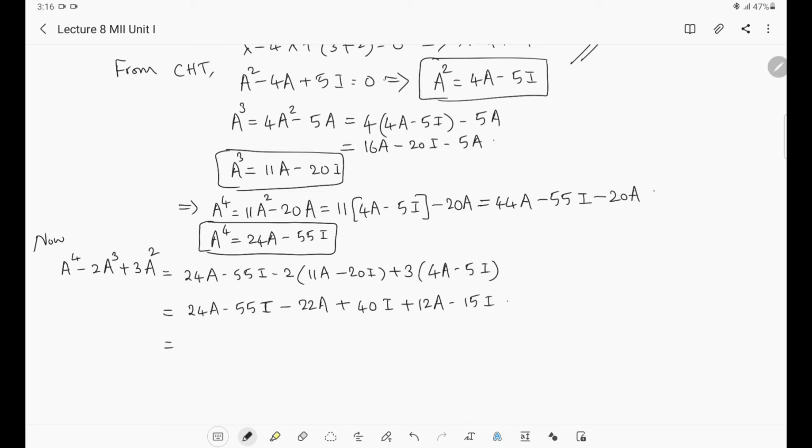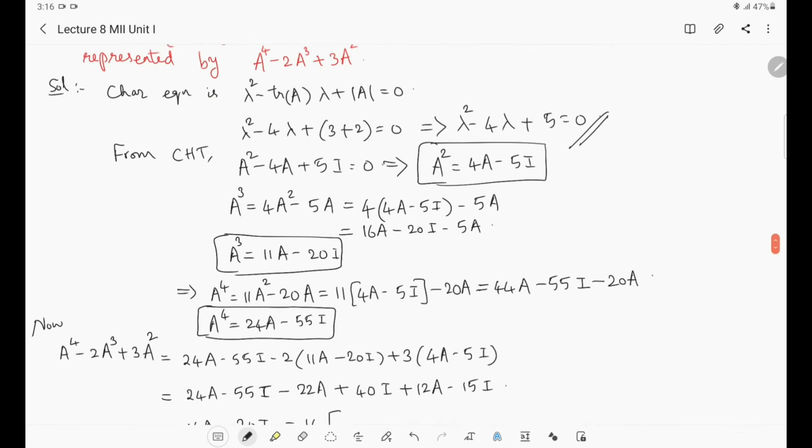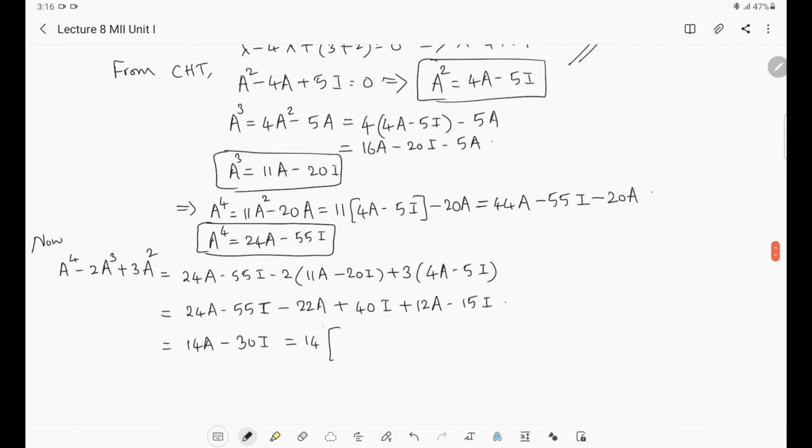Now simplify this, 24A minus 22A plus 12A. So we will get 14A. Then minus 55I, plus 40I, minus 15I. So we will get minus 30I. 14A minus 30I, which is nothing but 14 into, what is A? A is the matrix given in the question, 1 2 minus 1 3, right, minus 30I. 30I is nothing but 30 0 0 30.